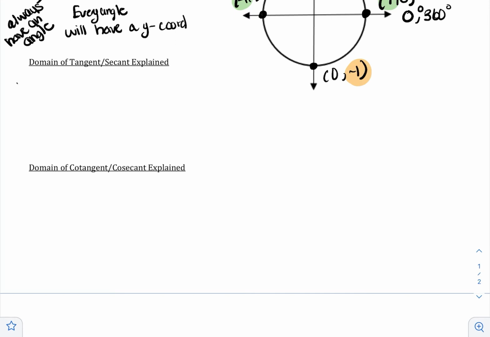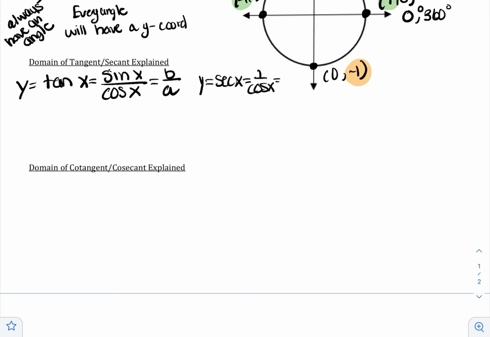So tangent is sine over cosine. And in the unit circle, it's the y-coordinate over the x-coordinate. And secant is 1 over cosine, which is 1 over the x-coordinate. So what happens is when you have a fraction as an answer to a function, you need to look at the bottom of your fraction. The reason that I'm doing tangent and secant together is because they both have the same denominator. They both have the denominator of cosine.